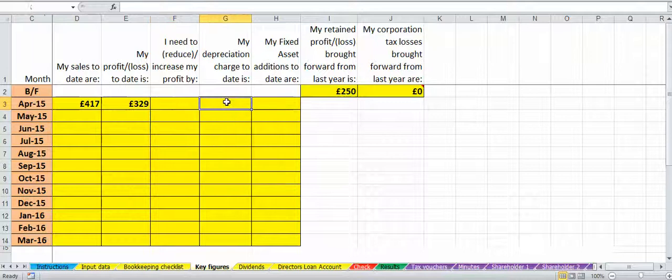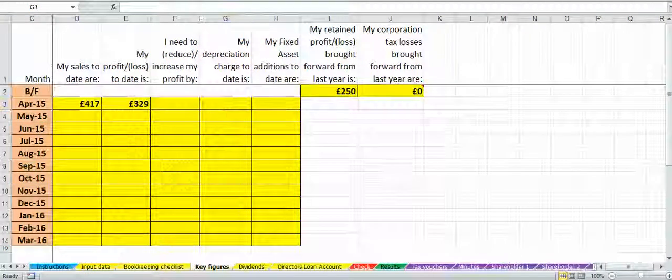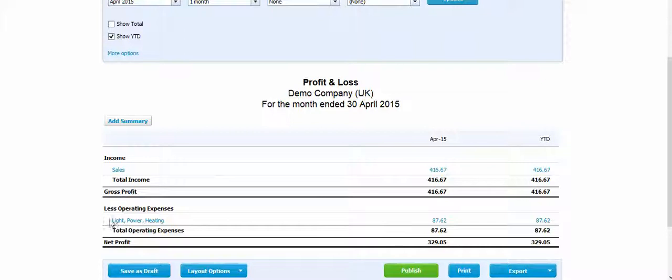The same with depreciation charge. If you've got a lot of fixed assets and you have a large depreciation charge, again a couple of hundred pounds or more a month, you want to put that figure in there. You can find that again from your profit and loss account. It will be under your operating expenses. You'll see your depreciation to date.